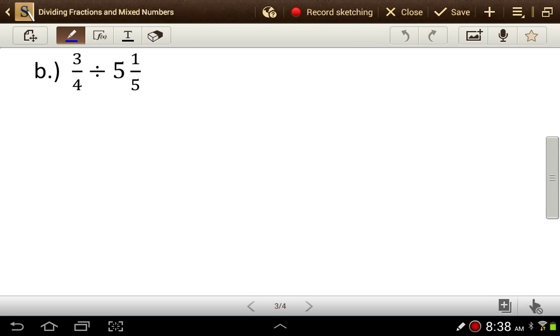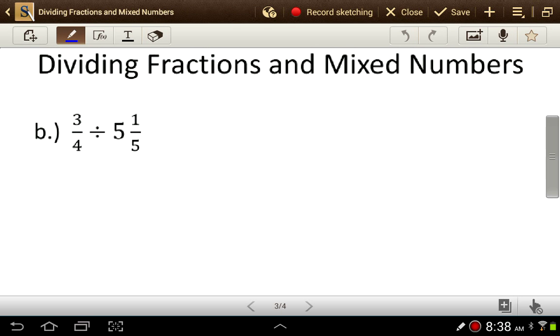In our next example, we have 3/4 divided by 5 1/5. When we divide this problem, first thing we're going to do is turn 5 1/5 into an improper fraction. So I'm going to rewrite the problem. Please rewrite the problem every time. 3/4 divided by 5 times 5 is 25, plus 1 is 26, so it's 26/5.